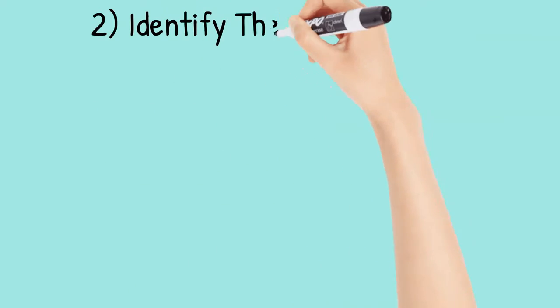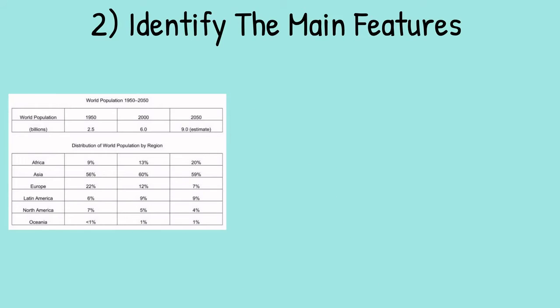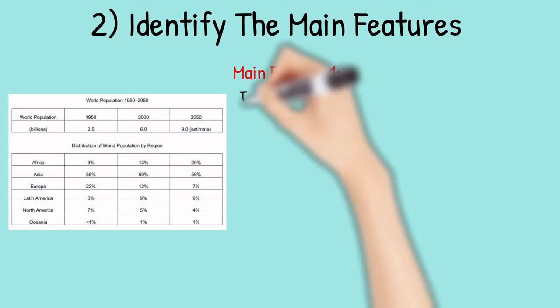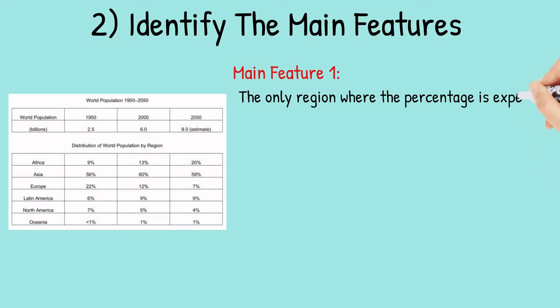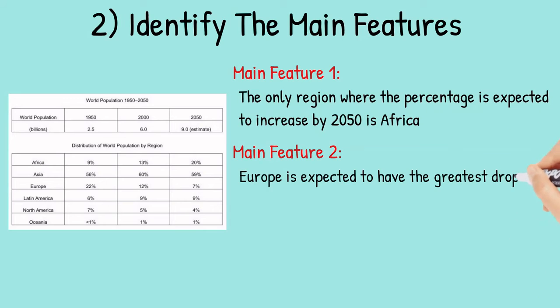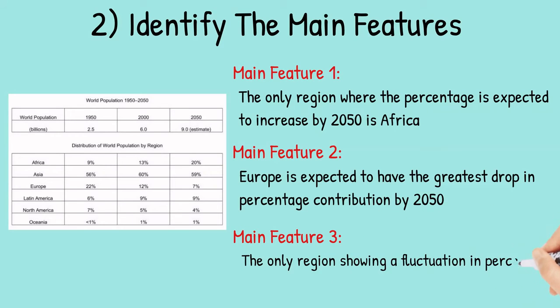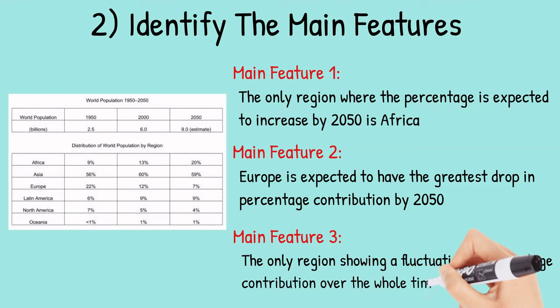There are a number of different features we could select from this table chart. Here are the 3 that I have chosen. Main feature 1. The only region where the percentage is expected to increase by 2050 is Africa. Main feature 2. Europe is expected to have the greatest drop in percentage contribution by 2050. And main feature 3. The only region showing a fluctuation in percentage contribution over the whole time period is Asia.